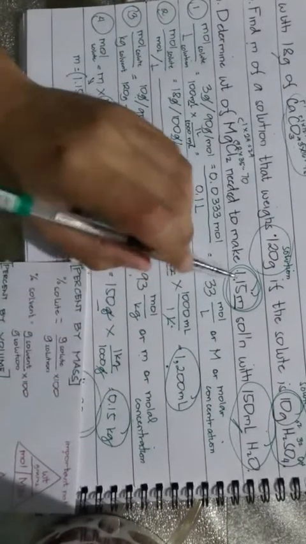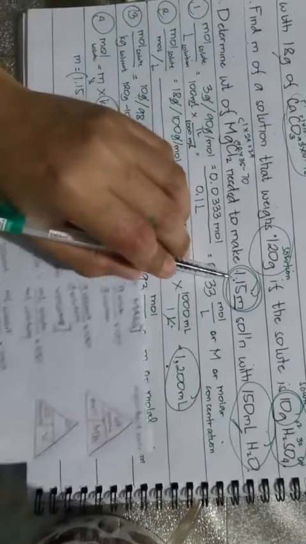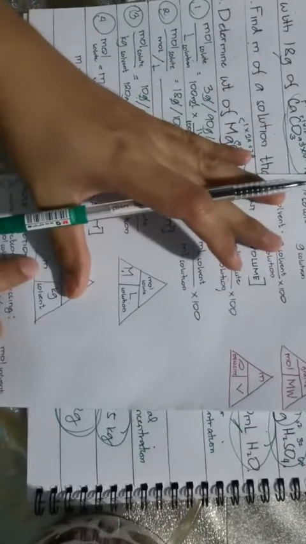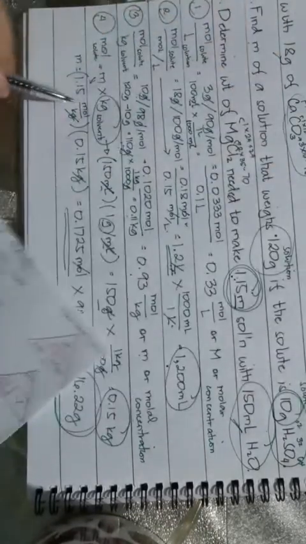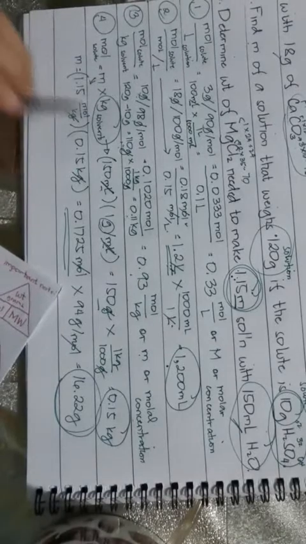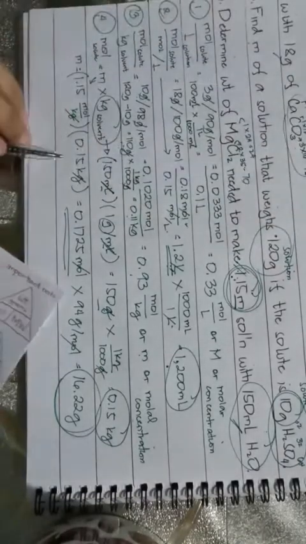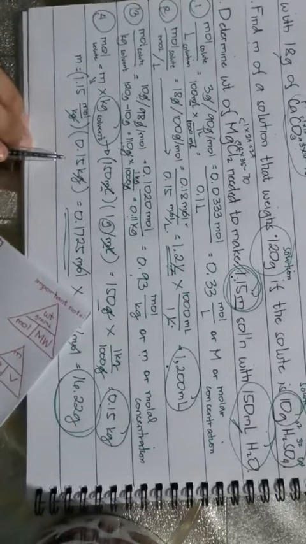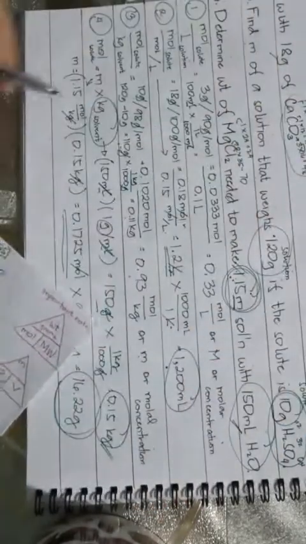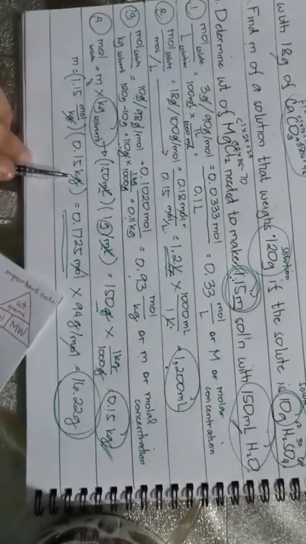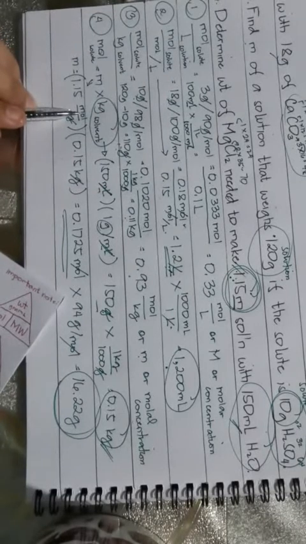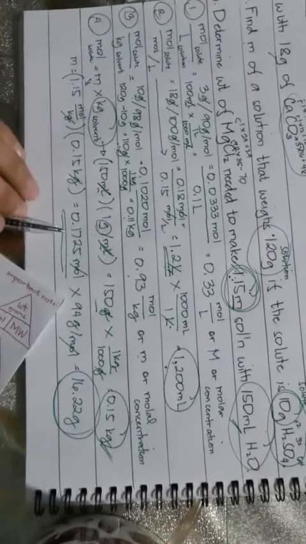Meron na tayong molar concentration. So that means, pwede natin i-compute ang ating mole of solute. Molar concentration times kilogram of solvent. This is the molar concentration given. This is our kilogram of the solvent computed. Ita-times natin, makakancel yung kilogram, may iiwan ay mole. Ang lalabas ay 0.1725 mole.